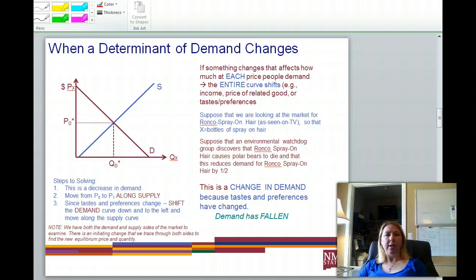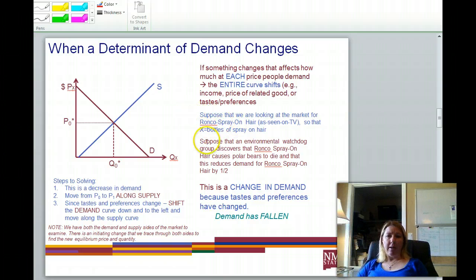All right, so as we move along with these types of examples, we want to look at what happens when a determinant of demand changes. So if something changes that affects how much at each price people demand, the entire curve is going to shift. So for example, the income, the price of a related good, or tastes and preferences, if any of those things change, we're going to be shifting the curve entirely, and that's the difference. So when we have a change in quantity demanded, what we're looking at is a movement along the curve. If we have a change in the determinants of demand, then we have a shift of the entire curve, and that goes back to the utility preferences and some of those things that allow us to either move to different utility curves or shift along the same one. And so just remember that that framework rests behind this.